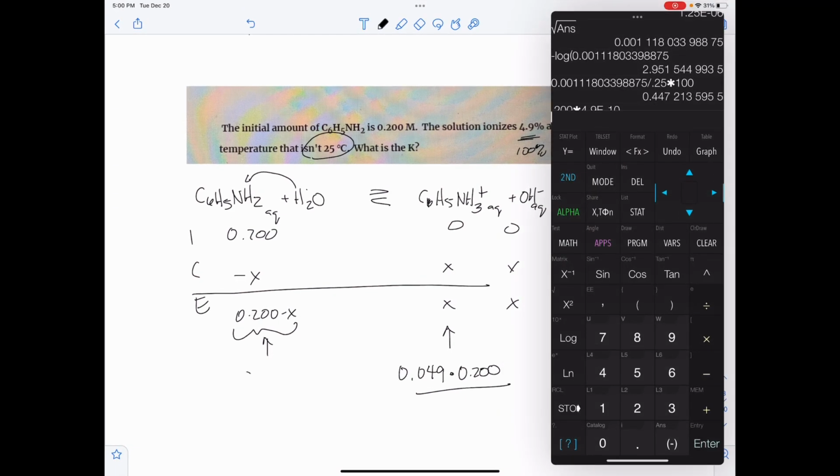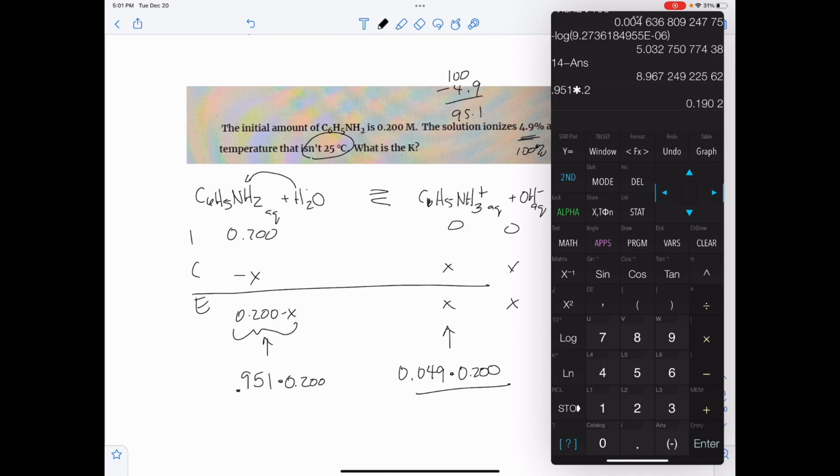I mean, I don't know, it's however you kind of want to do it. I'll do this one, 0.951. And I get that by saying that 100 minus 4.9 is 95.1, and then I turn that into a decimal. So it's kind of like whichever number you want to subtract. So 0.951 times 0.2 gives me this whole quantity, 0.190. And then 0.049 times 0.2 is this other quantity, 0.0098.